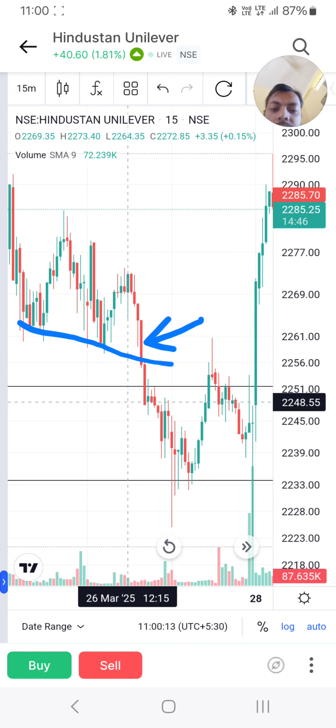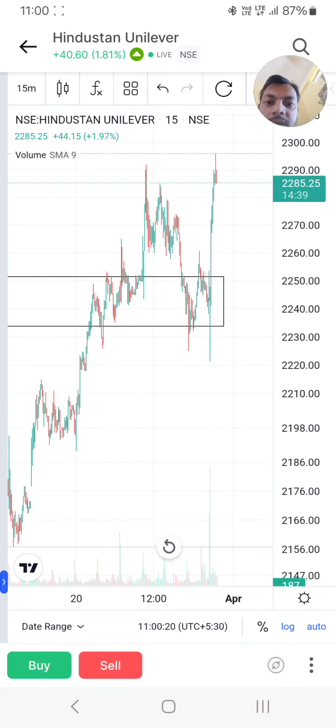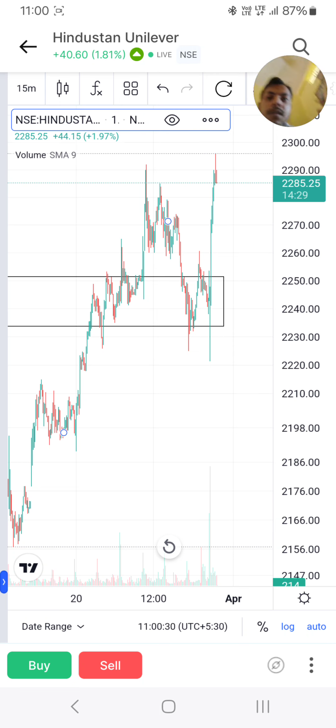and after that we can see that it came crashing back down to this channel, this rectangular black box. You can see it came down to this level, found support here, and today there was a massive rally here. So I was confident that it would go up, but seeing this fall, I regretted my decision.